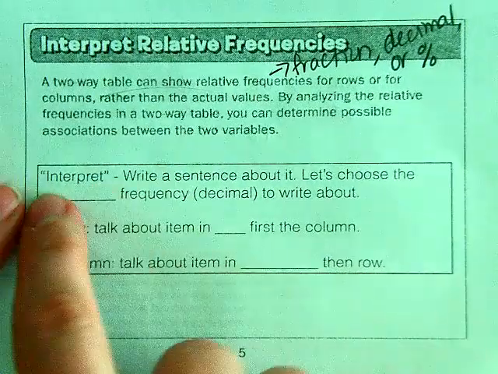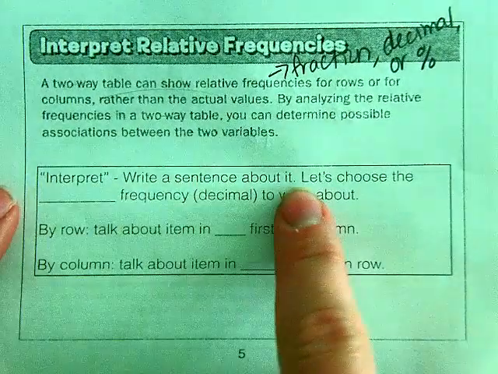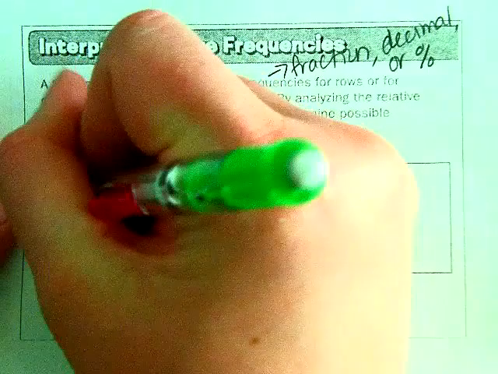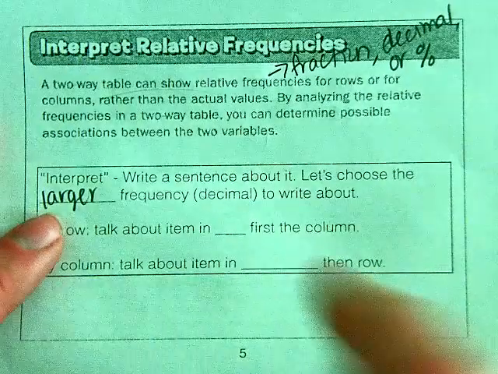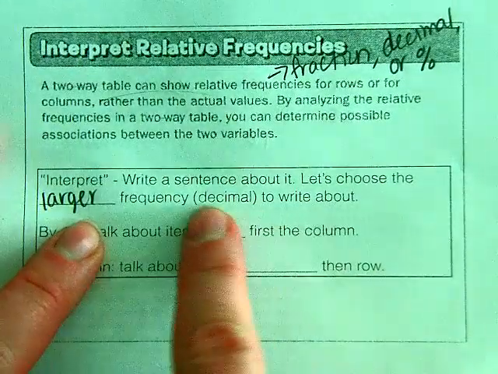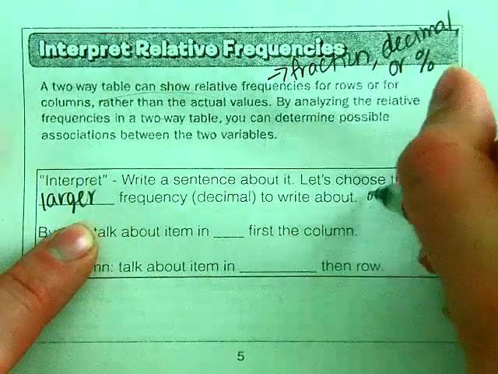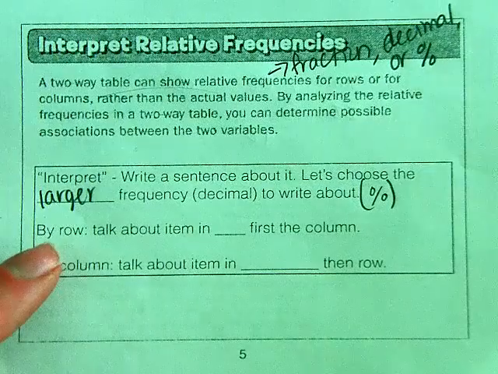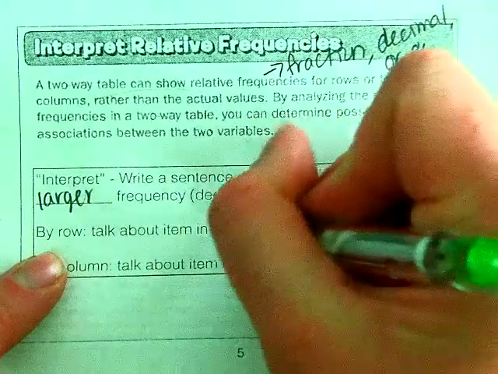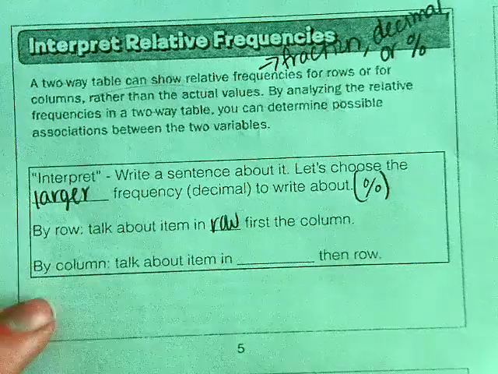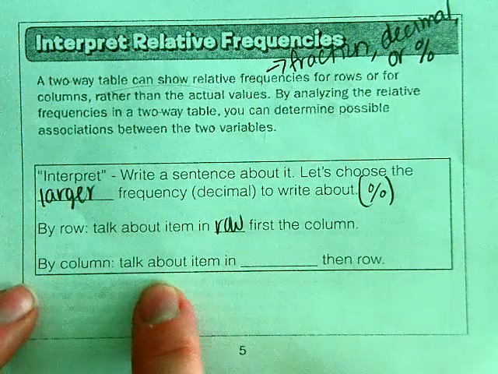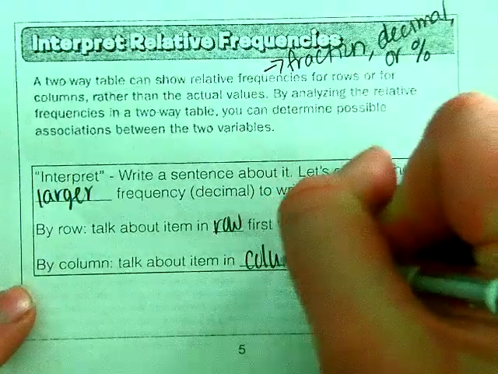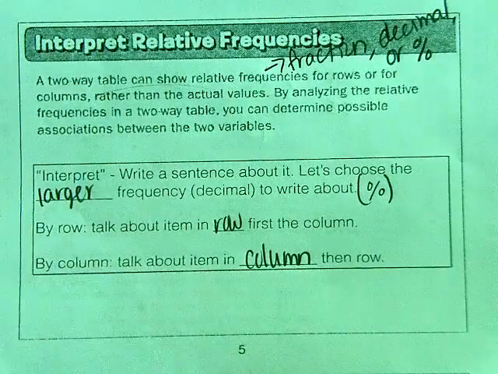So when you read interpret, we want to write a sentence about it. Let's choose the largest frequency, which will either be the decimal, or I like to write about it in percents. I use the percent, we relate to that more. By row, make sure you talk about the item in the row first, and then the column. If they're asking you to do it by column, talk about the item in the column, and then the row. And you'll see that here in a second.